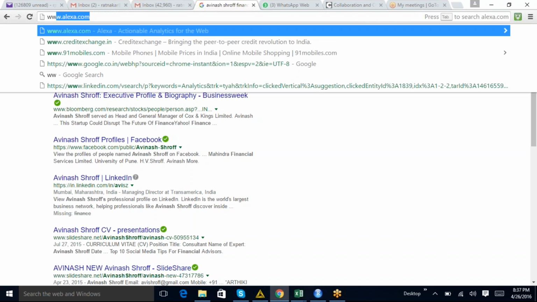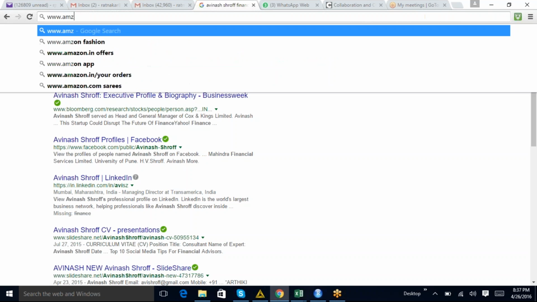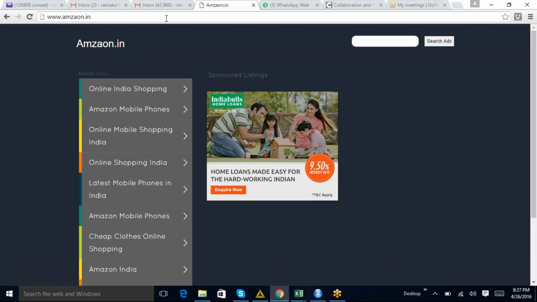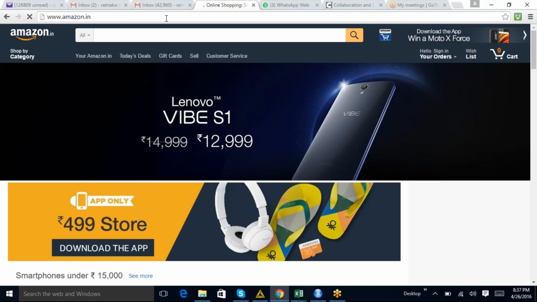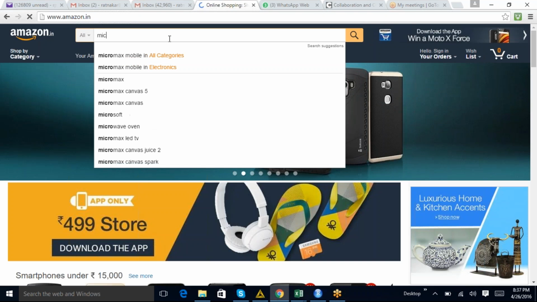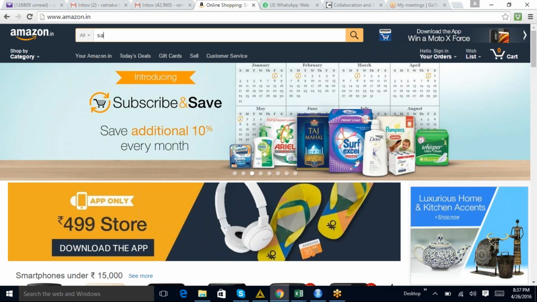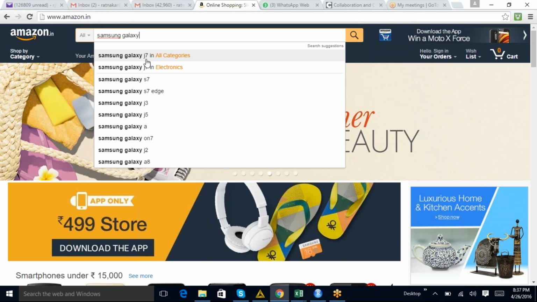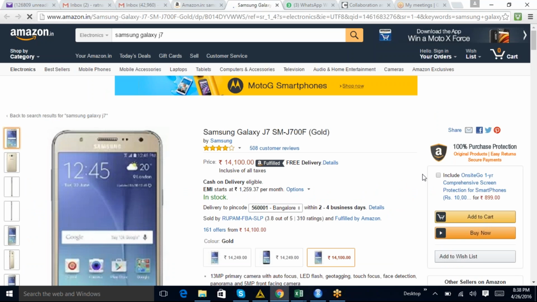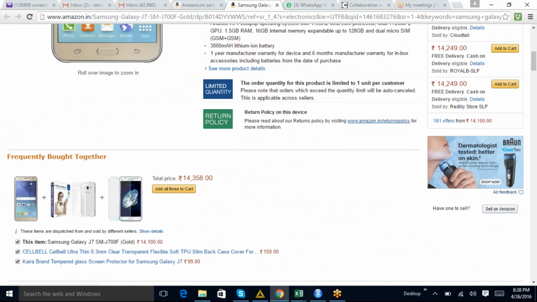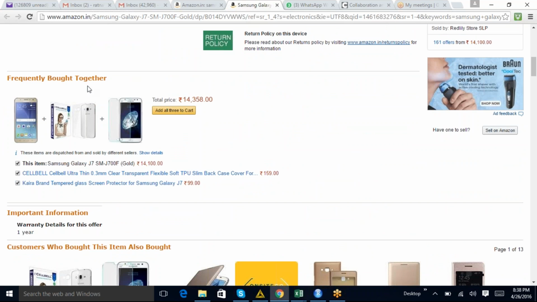So let me just show you Amazon, for example. So while it's coming up, you'll notice that if I search for a phone, let's say Samsung Galaxy J7 is the phone that I'm searching for, and I click on the phone, and if I go down in this website, you obviously see the product that they are selling, and then what they have over here is frequently bought together, right?